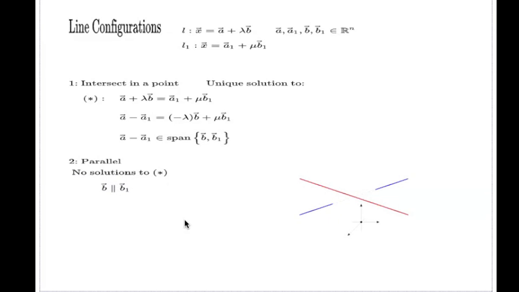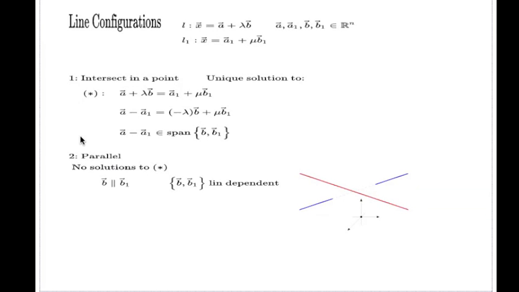Now, if I ask you, in my advanced language, how do we say B being parallel to B1? We say that these two vectors are linearly dependent. That's how we qualify being parallel in our advanced terms. Now, we have these two possibilities, intersecting at a point and being parallel. Do we have any other possibilities? Or is it true that these two cover all possibilities?